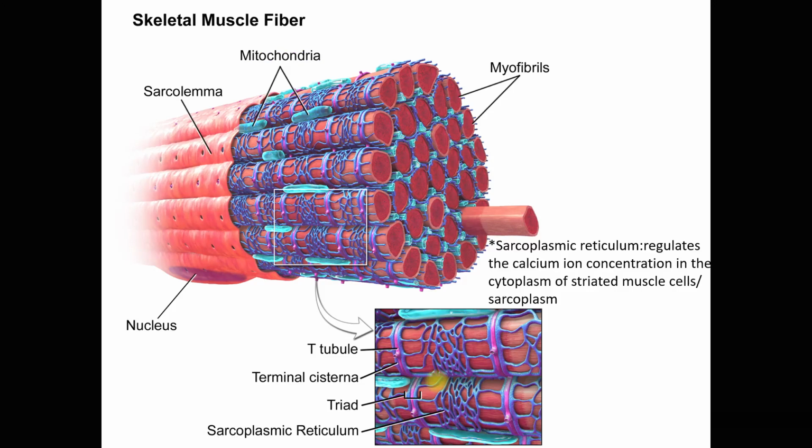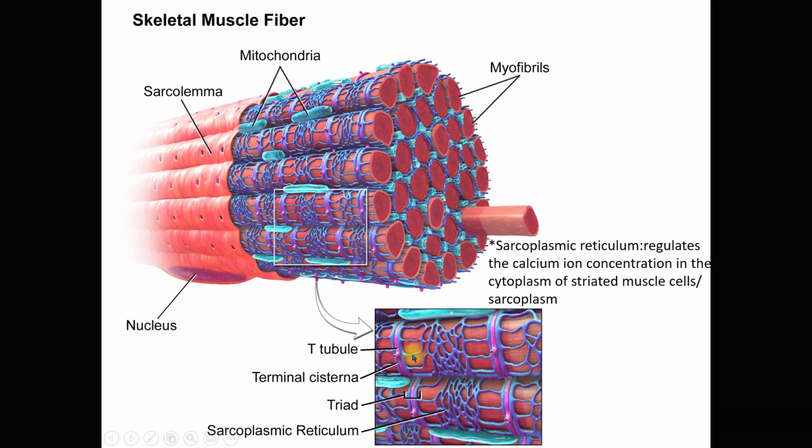Now this is the structure of a skeletal muscle fiber. You can see that the skeletal muscle fiber has many myofibrils. One tube of this is the myofibril. And these myofibrils are wrapped by the sarcolemma or the plasma membrane. And this is the nucleus. And the basic unit of a myofibril is the sarcomere. So this is one sarcomere.